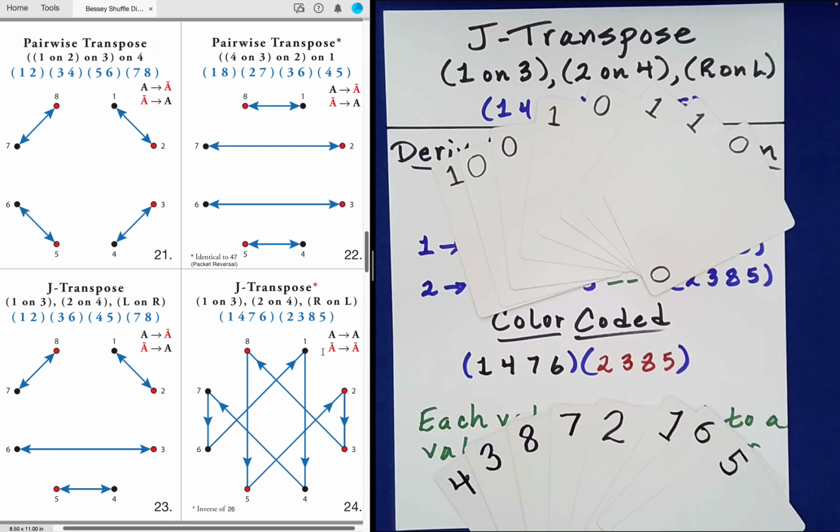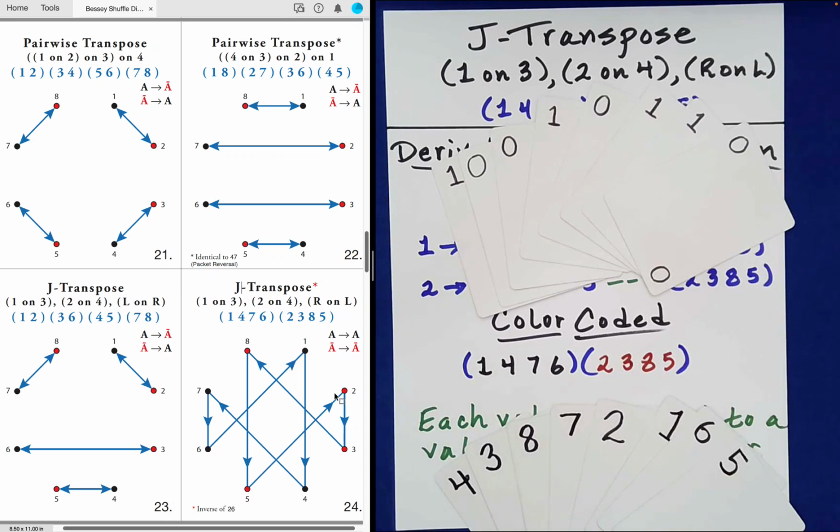In a similar fashion, if we begin at 2, we see here that 2 goes to 3, 3 goes to 8, 8 goes to 5, and then 5 wraps around to 2. So 2 goes to 3, 3 goes up here to 8, 8 goes straight down to 5, and then 5 comes up here to 2, completing that second 4-cycle. And that also constitutes an orbit.